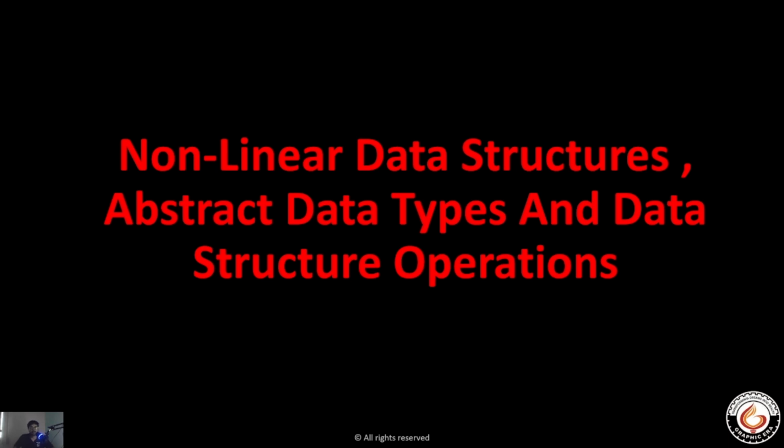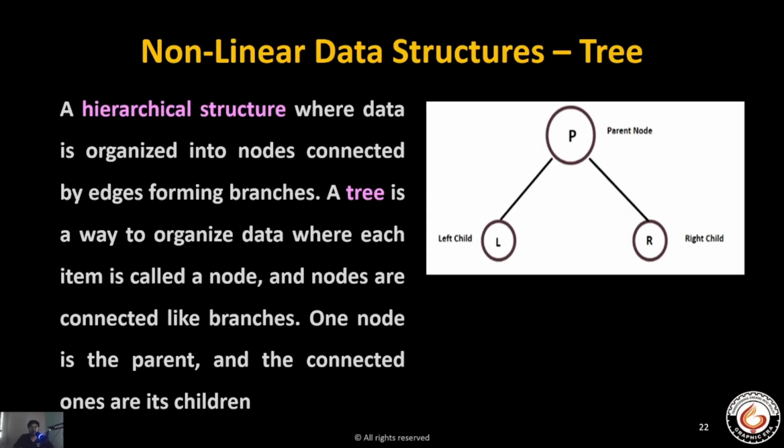Okay. Now in this part, we will learn about nonlinear data structures, abstract data types, and data structure operations. So let's start with nonlinear data structure, and that's tree. So what's a tree? A hierarchical structure where data is organized into nodes connected by edges forming branches. A tree is a way to organize data where each element is called a node and nodes are connected like branches. One node is a parent and other connected nodes are its children.